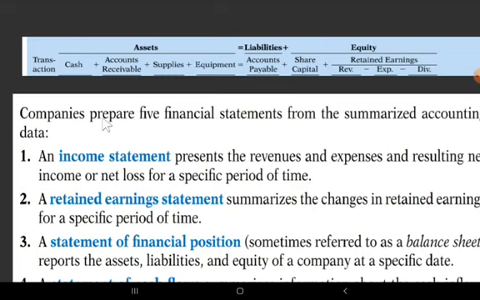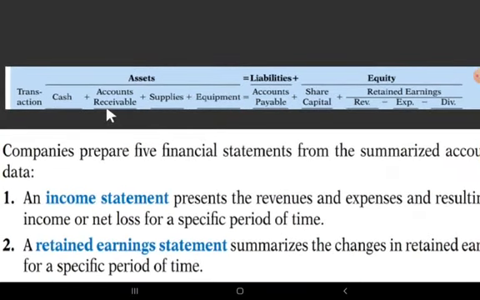As we have already said, there is the accounting equation: asset is equal to liability plus equity. Under asset, there is cash, accounts receivable, supplies, and also equipment. This is assets, and assets is equal to liabilities and equity.